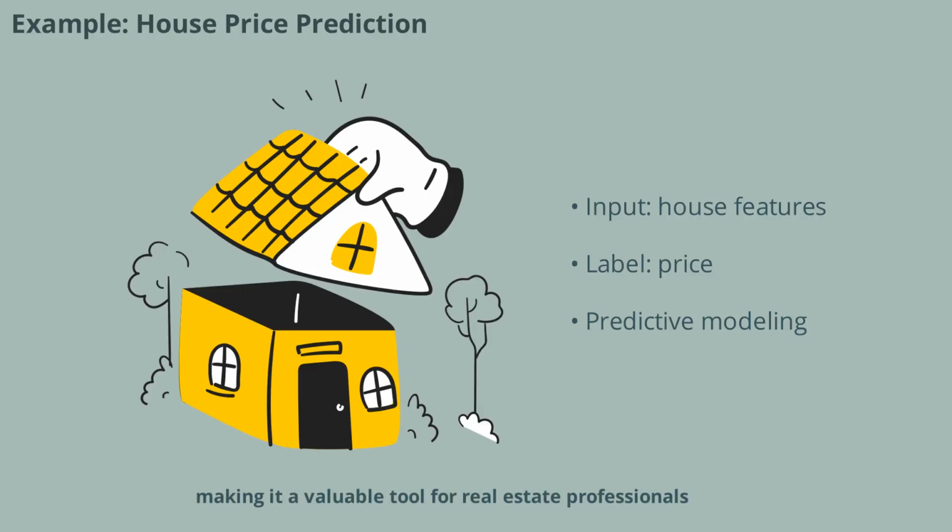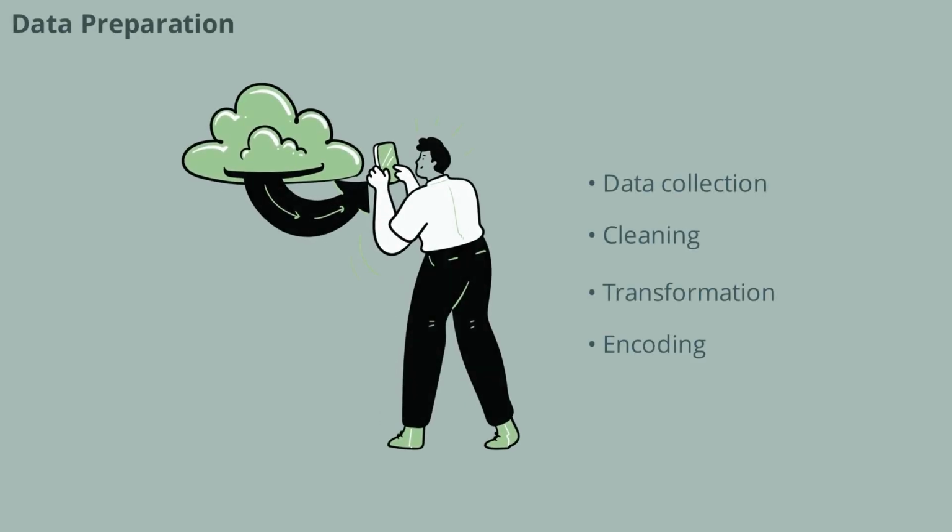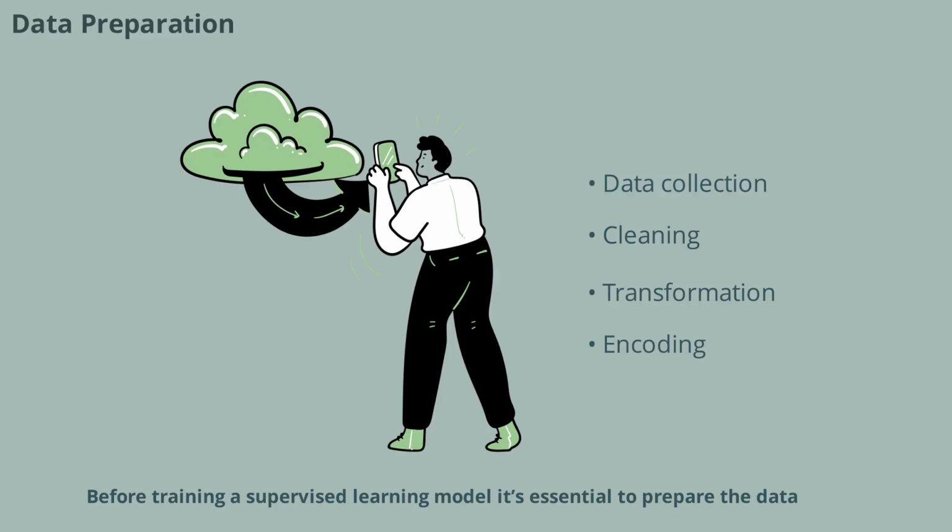For training a supervised learning model, it's essential to prepare the data. This involves collecting relevant data, cleaning it to remove errors or inconsistencies, and transforming it into a suitable format. Sometimes, features need to be scaled or encoded, especially if they are categorical. Proper data preparation ensures that the model receives high-quality input, which is crucial for achieving accurate predictions.